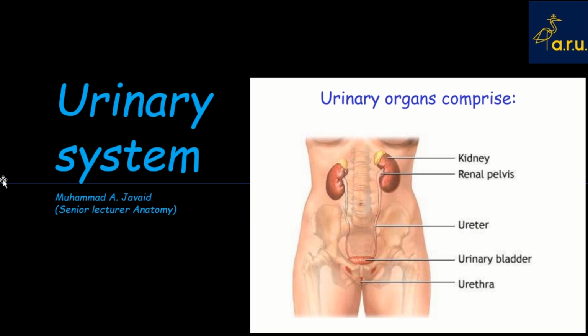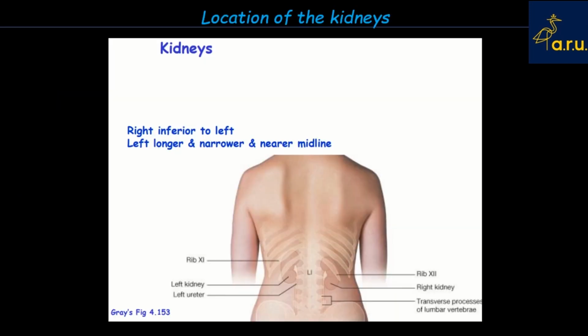Welcome to the lecture on renal system. In this lecture, we will talk about the body organs linked with the urinary system, including the kidneys, the ureter, urinary bladder, and the urethra. So let's start with the kidneys.